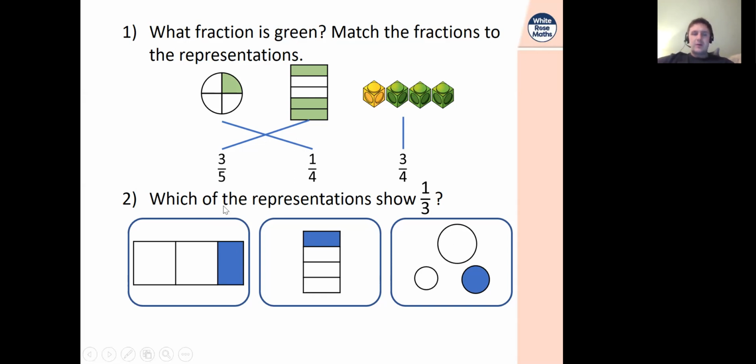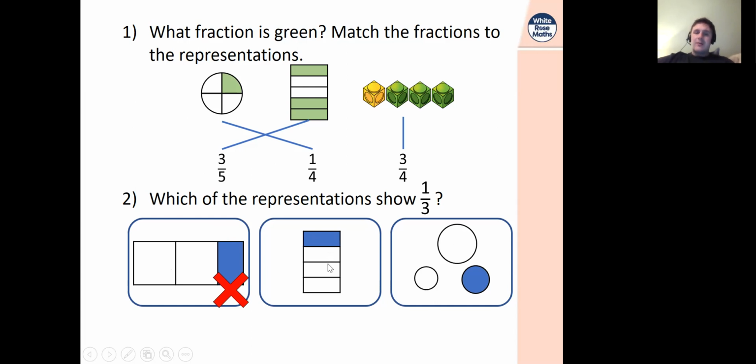On the second part, it wants to know which of the representations show 1/3. Okay, so looking through these, I'm looking at this one here. I'm thinking, well, it's split into 3 parts and one of them is shaded. However, those parts on there are not all equal. So that is not representing a third because they're not equal parts. 1 out of 3 is shaded, but they're not equal. So that doesn't count.